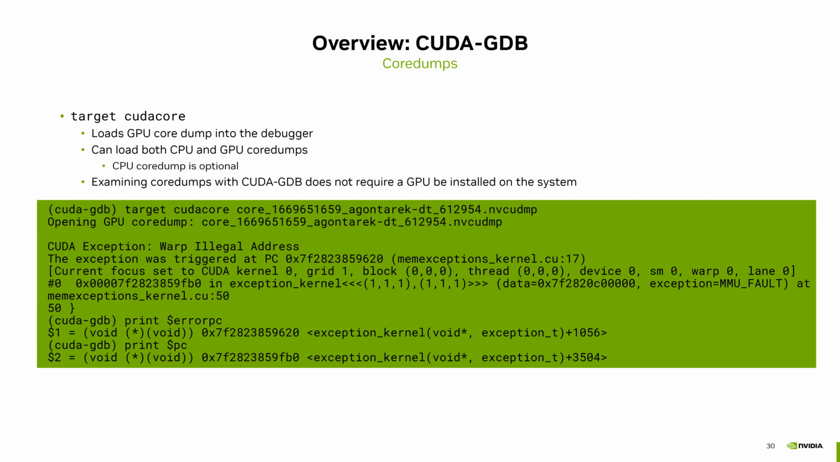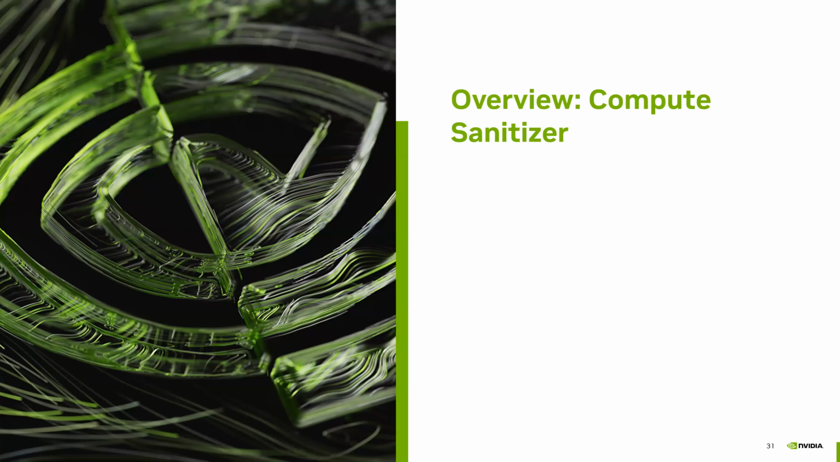And something nice here is examining core dumps with CUDA-GDB does not require a GPU to be installed on the system. So if you want to examine your core dump, say on the login node on Polaris, you can do so. You don't need it to have access to a GPU. All right, so that brings me to the end of the CUDA-GDB section.